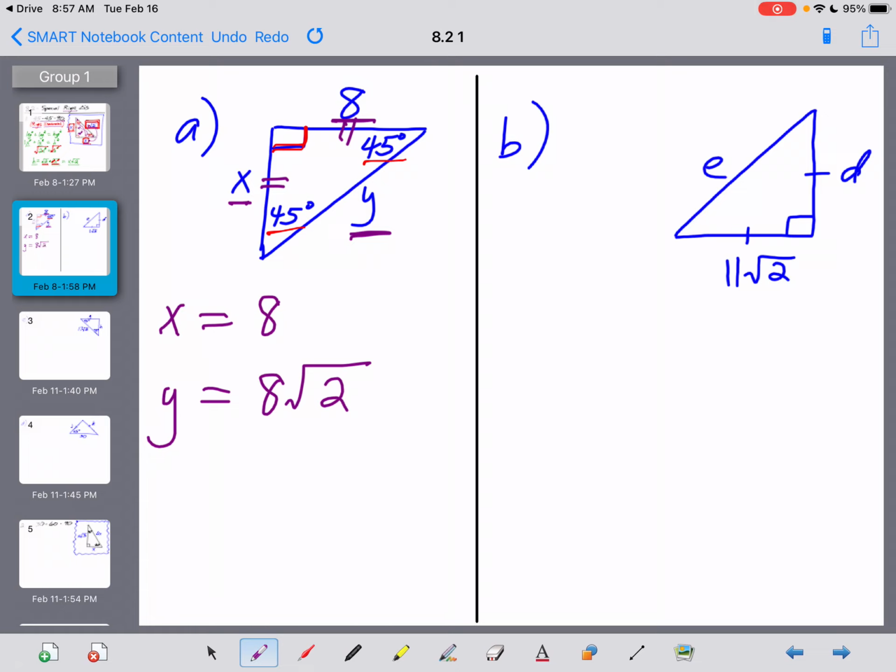We're done. That's the answer to that problem there. X is equal to 8 and Y is equal to 8 root 2. Now, you guys know me, I can't just leave it at that. Let's remember something that we talked about in the last section in 8.1.